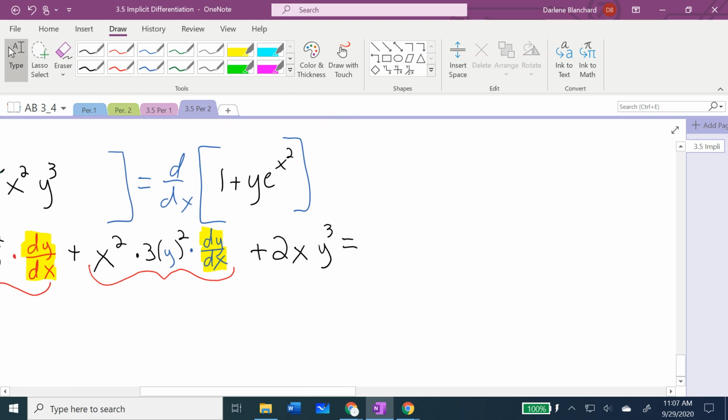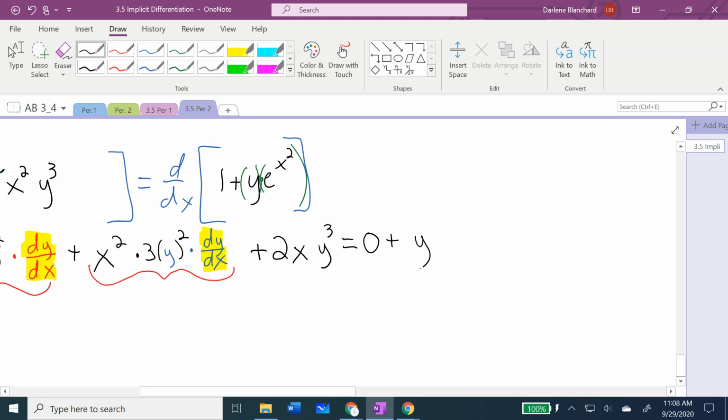All right, I am taking the derivative of the right side. So derivative of 1 with respect to x, 0. Don't really need to write it, but I will just to emphasize. Now I have two things that are multiplying, so I need to product rule. Here we go, product rule.